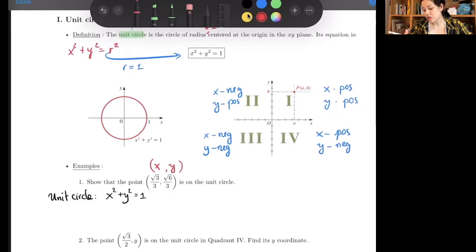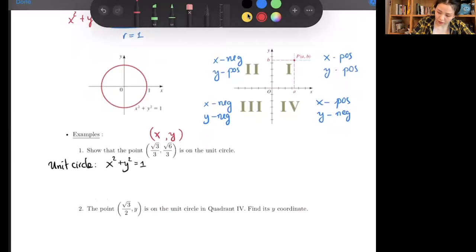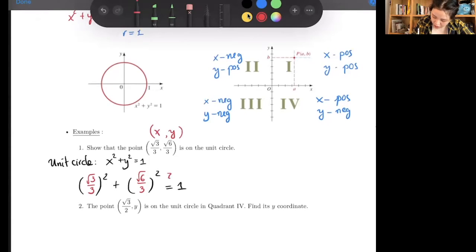So if we can show that x squared plus y squared is indeed equal to 1, then the point root 3 over 3, root 6 over 3 is on the unit circle. Let me write parentheses squared plus parentheses squared equals 1. My x is root 3 over 3 and my y is root 6 over 3. Root 3 squared is 3, 3 squared is 9. I'm going to put a question mark here because I don't know if it equals 1 or not. So let's see.